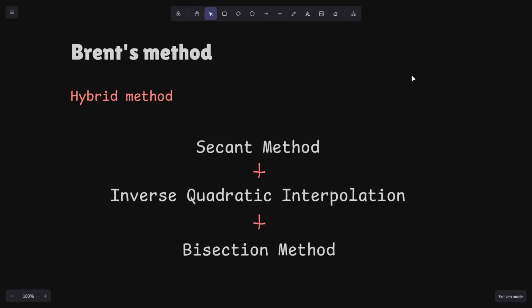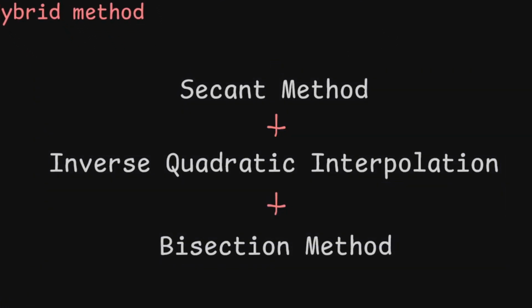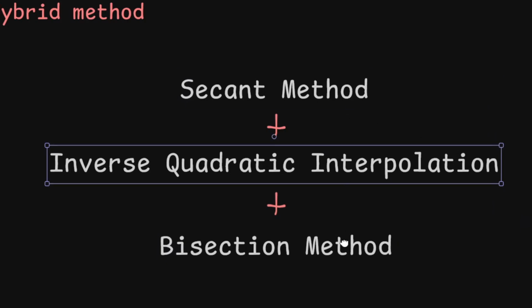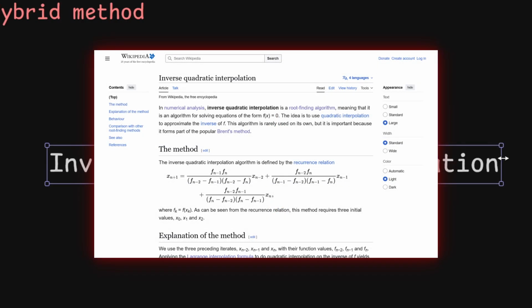The next one on the list is the Brent's method. What I found particularly interesting about this method is that it is a hybrid one. It uses three separate algorithms or methods to find the actual root. So it uses the secant method, inverse quadratic interpolation and bisection method. So this one, inverse quadratic interpolation, don't ask me how that works, I don't know. Now let's see how we can implement this in C++.